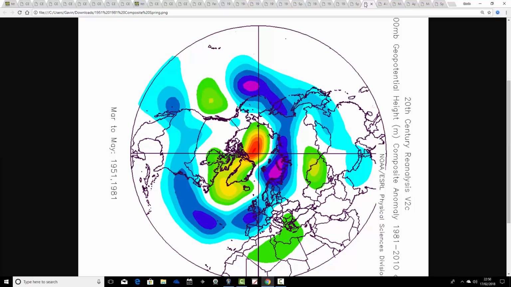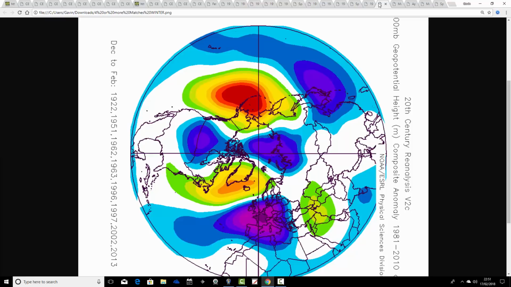By the way, this is what it looks like if you combine the springs of 1951 and 1981 all together, with below average heights to our south and above average heights to the north. So quite a coolish looking signal, but I think that's more down to 1951 than it is to 1981.